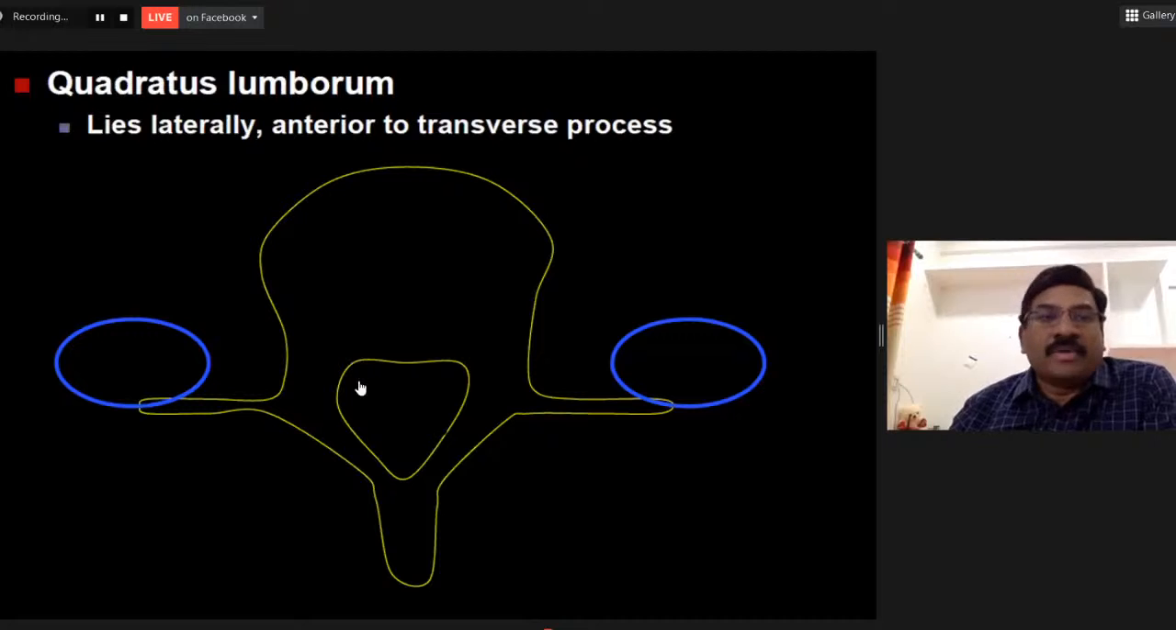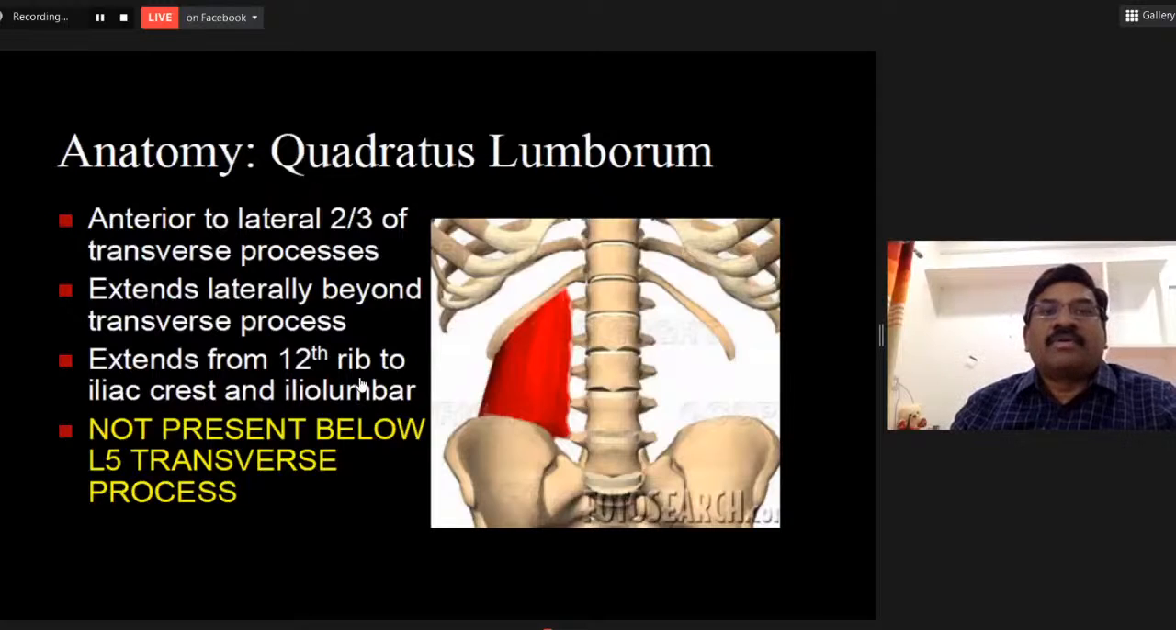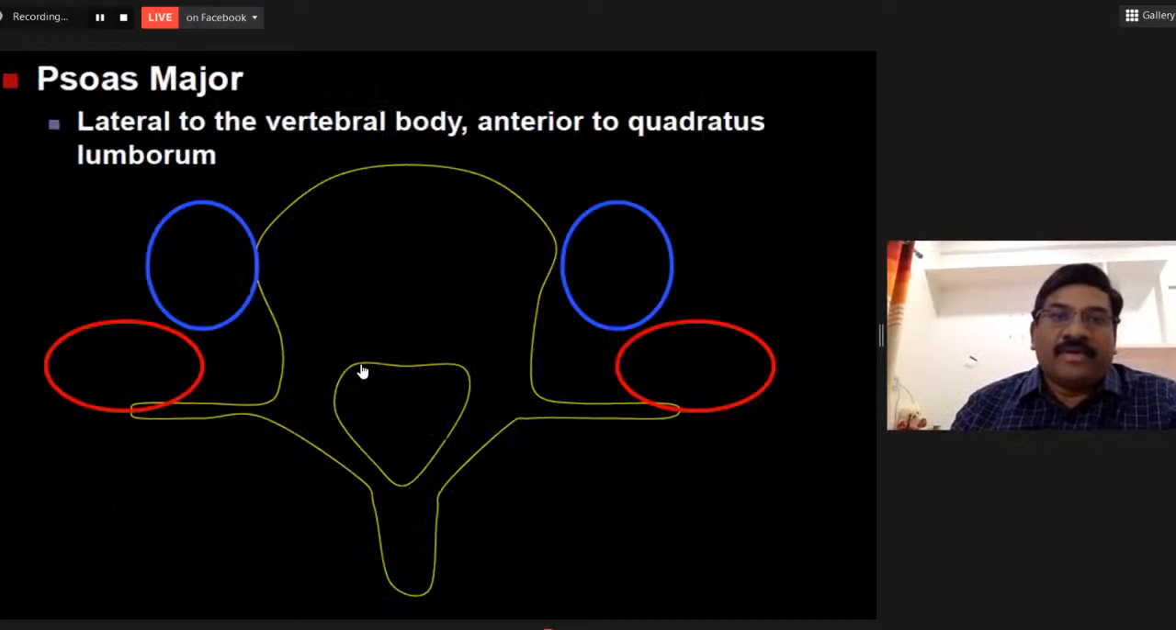The quadratus lumborum muscle lies lateral to the spinal transverse process bilaterally. This quadratus lumborum starts from the anterolateral aspects of the transverse processes, from the 12th rib to the L5 transverse process, and you don't see any quadratus lumborum muscle at the L5 level. That is very important. If you don't see quadratus lumborum, you are actually looking at the L5 disc segment.